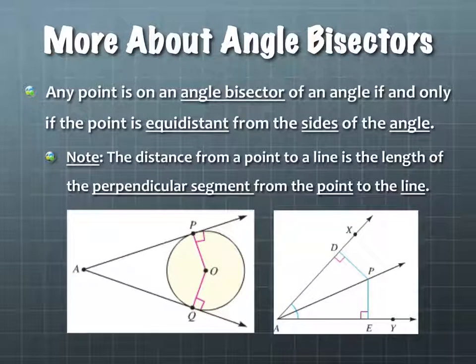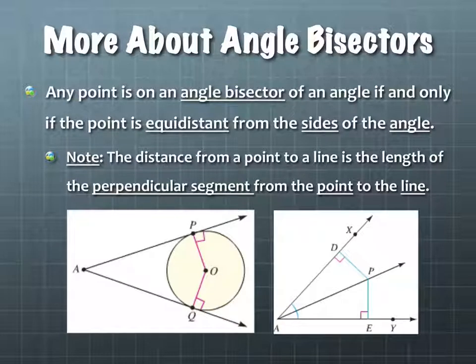Any point is on an angle bisector if and only if the point is equidistant from the sides of the angle. You have to be careful when you talk about distances. When we talk about distances in geometry, we mean the shortest distance. And the shortest distance is when we go to a perpendicular. So you'll see the note there where it says the distance from a point to a line is the length of the perpendicular segment from the point to the line.